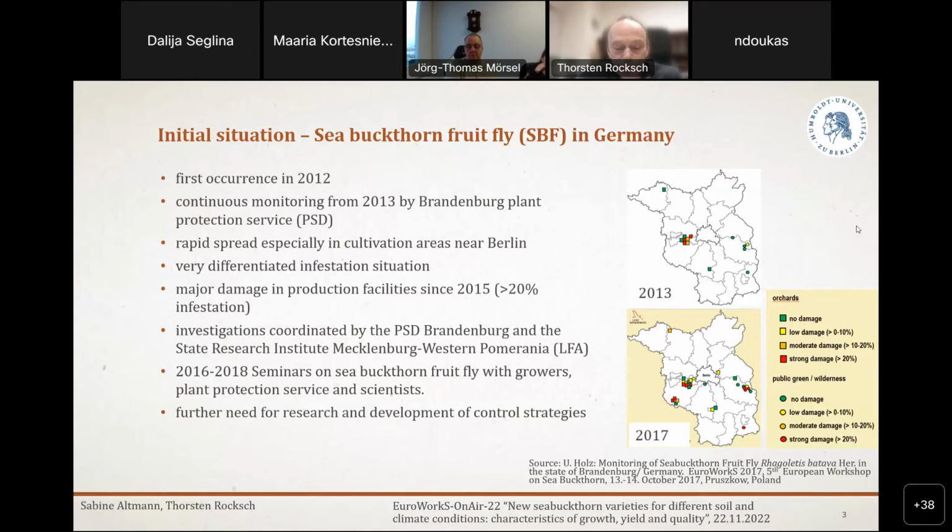The results were already presented by Ms. Holz at the 2017 EuroWorks meeting in Poland. You can see this here. Together with colleagues from the Plant Protection Service in the state Mecklenburg-Vorpommern, further research was conducted from 2016 to 2018, and seminars were held with growers, consultants, and scientists. Further need for research and development was identified here.